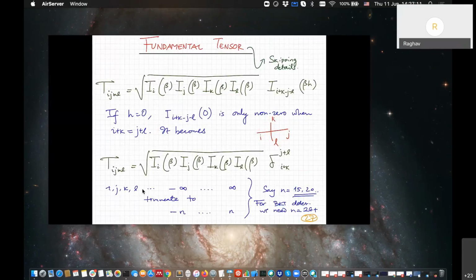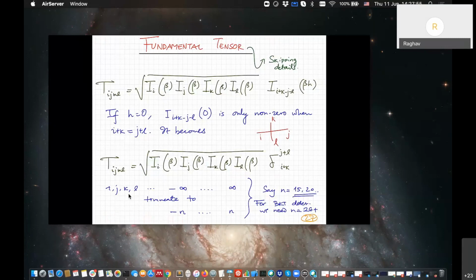Now, ideally, when we write down the fundamental tensor for this 2D XY model, i, j, k, l are running from minus infinity to infinity. But that is not possible. We truncate it from minus n to n, and then do the calculations for different values of n and see how the error changes. For example, we try n equal to 15, n equal to 20. In the paper, we did this for n equal to 26, so we go from minus 26 in steps of 1, crossing 0 to plus 26.